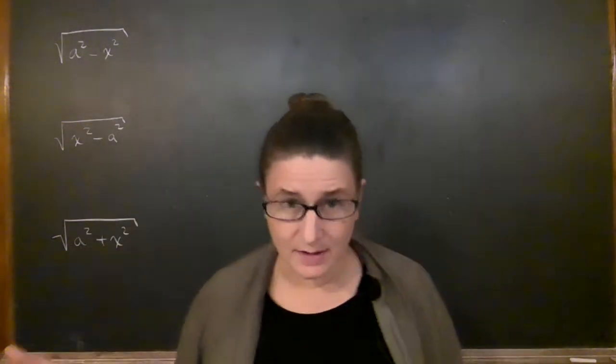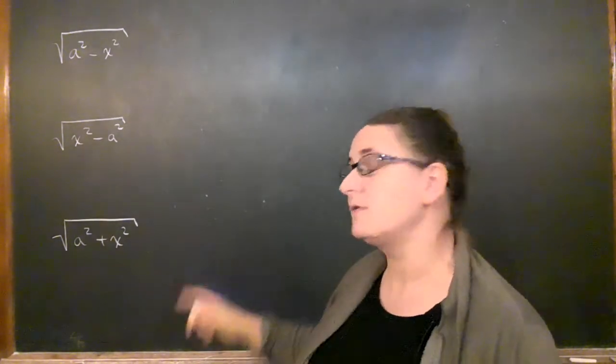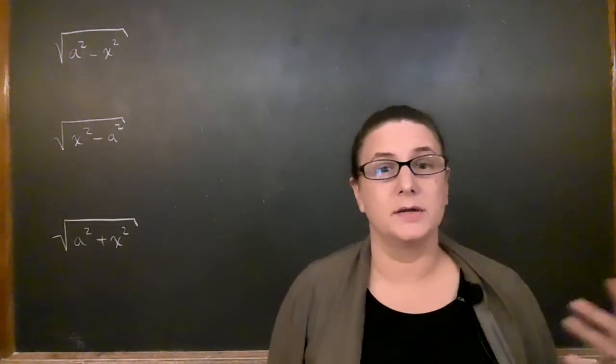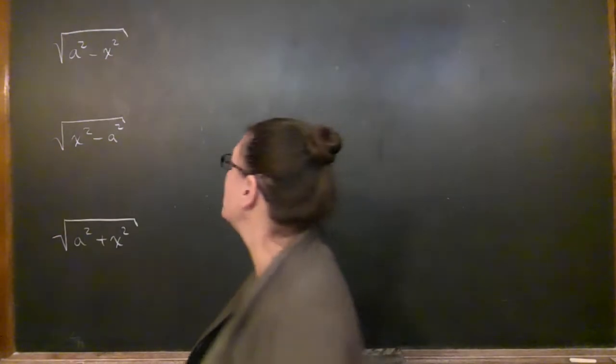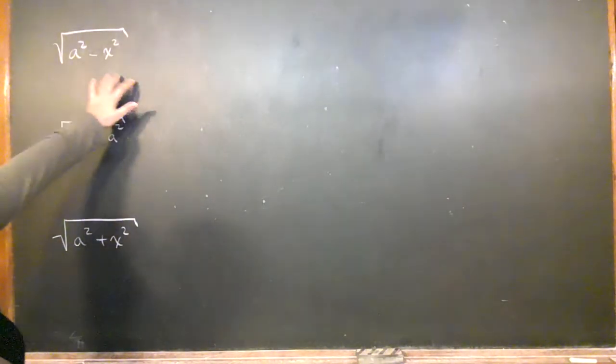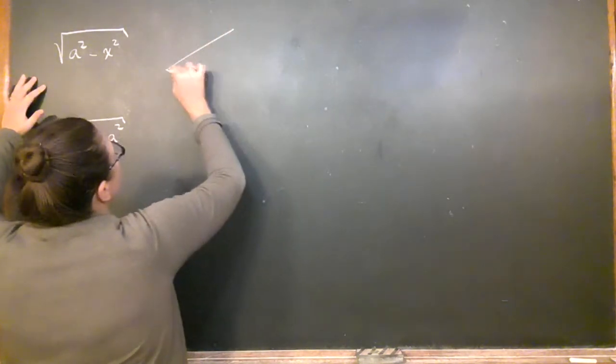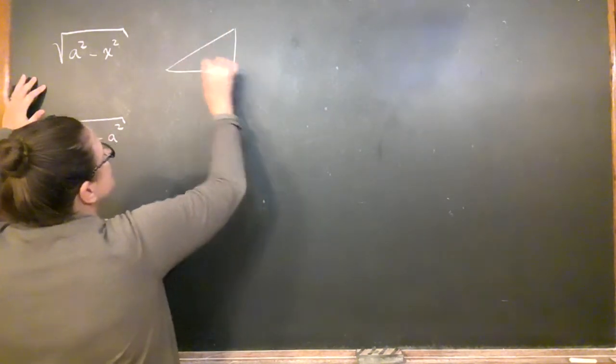If you look at the examples that we did, they were of these three forms. So I just wanted to review sort of what we did here. For the first example, we have this guy. The triangle looked like this.